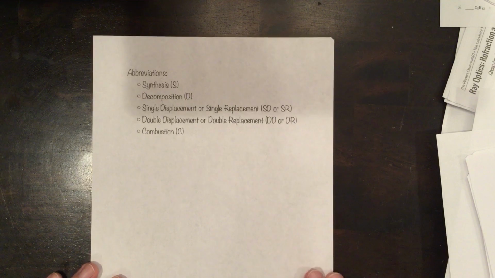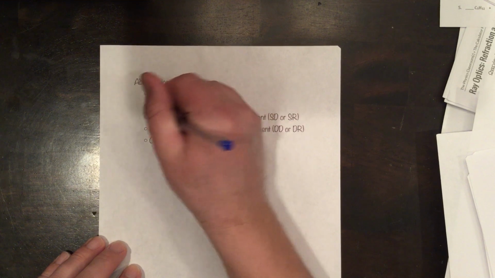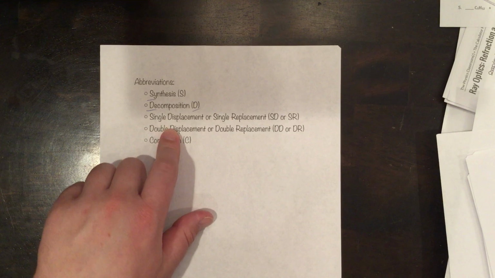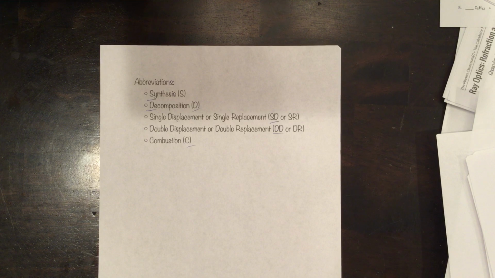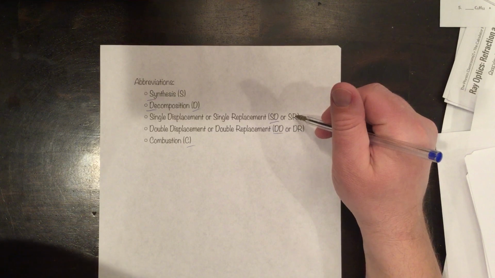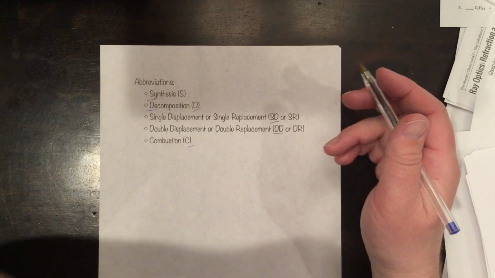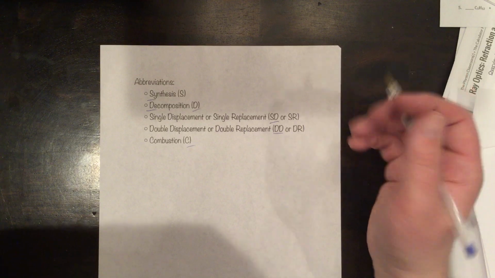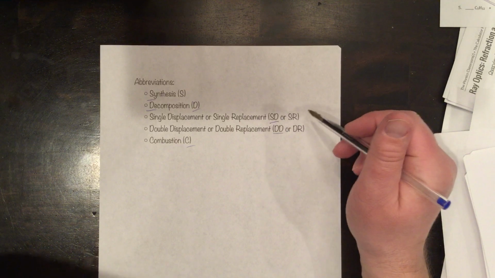All right. Now, here's our abbreviations. Not very difficult. Synthesis, S. Decomp. You'll hear me say decomp a lot because it's shorter, obviously. D. I normally put SD, DD, and then C. Single displacement, double displacement, and combustion. I think students a lot of times like replacement because one is replacing the other, but displace means the same thing. If you've been displaced from your home because of a fire, you're moved out of the home. You have to go somewhere else. So these have the same meaning.